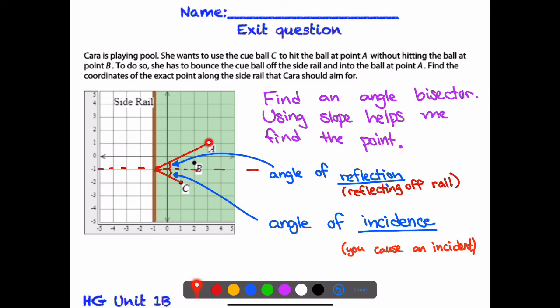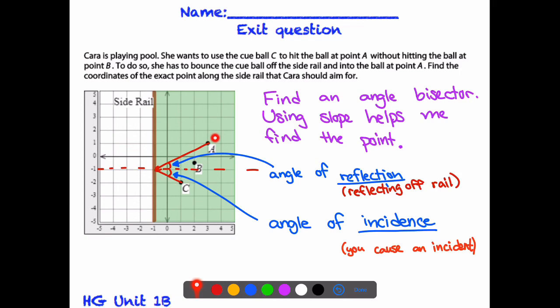Now, this angle that I hit it at, or towards, because we have our line of reflection here, that is called the angle of incidence. So this is our angle of incidence because the incident is occurring. I'm hitting it here. After it bounces and it starts going back towards A, we call that the angle of reflection because it's reflecting off the rail towards point A. So therefore, the perfect point for us on this one should be the point -1, -1. If we hit it at this point, it should reflect and bounce right into the ball at point A.